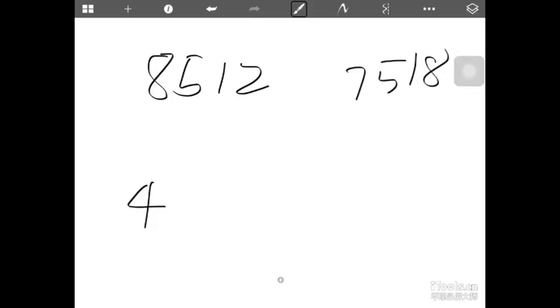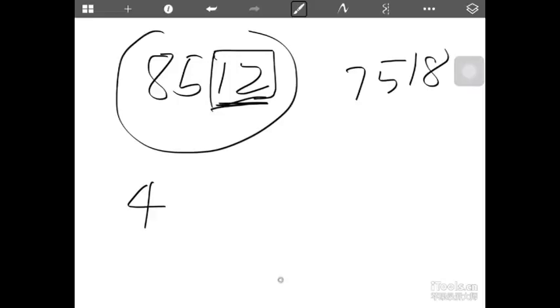Now, the divisibility rule of the number 4 is, if the last 2 digits form a number divisible by 4, the number is evenly divisible by 4. So we're going to take the last 2 digits and look at them, focus on them, and figure out if they're divisible by 4 or not. In this case, it will be 12 here. 12 is divisible by 4, so the number will be divisible by 4.